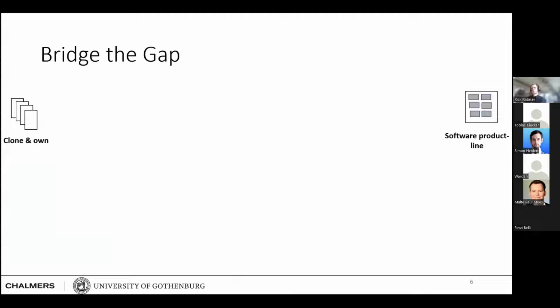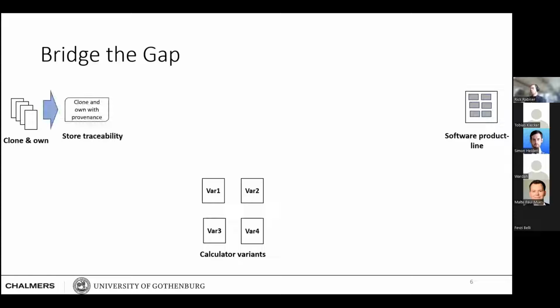So, first we would look into the governance levels which we use to bridge the gap. We start with clone and own, in which we have a lean set of variants. And then we have clone and own with provenance, in which we record the traceability between the clones automatically and silently in the background so that the developers don't have to perform any clone detection.